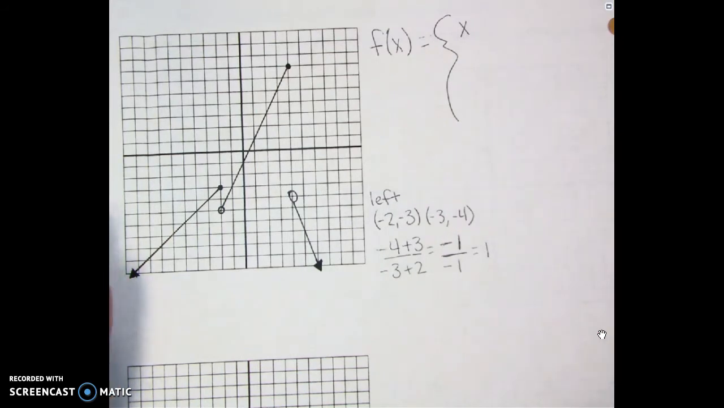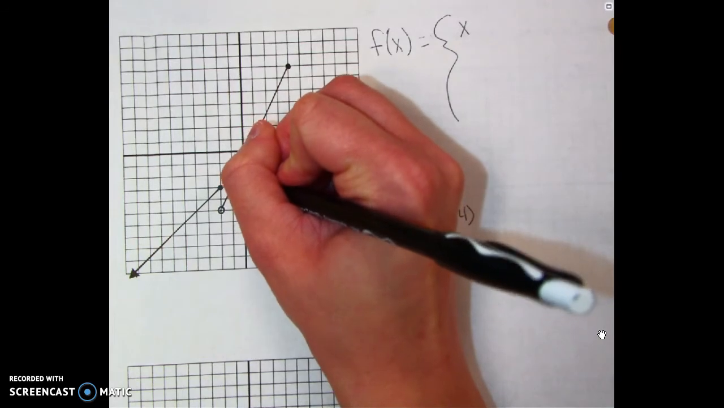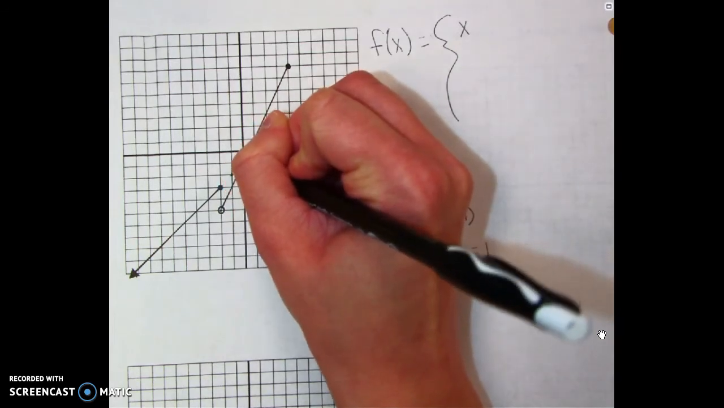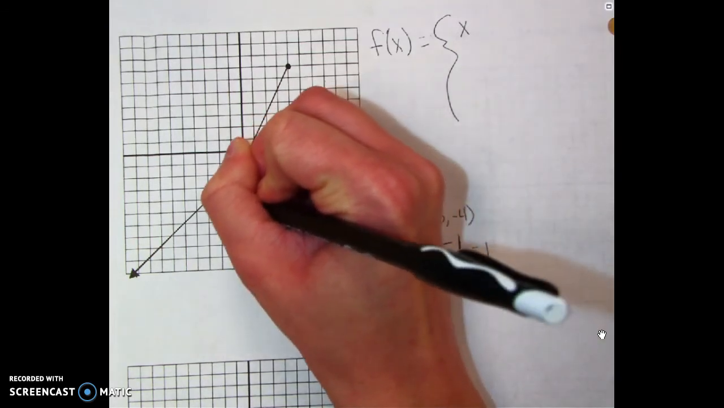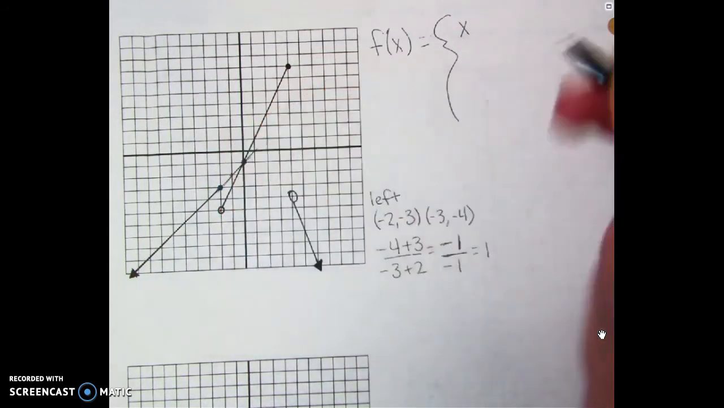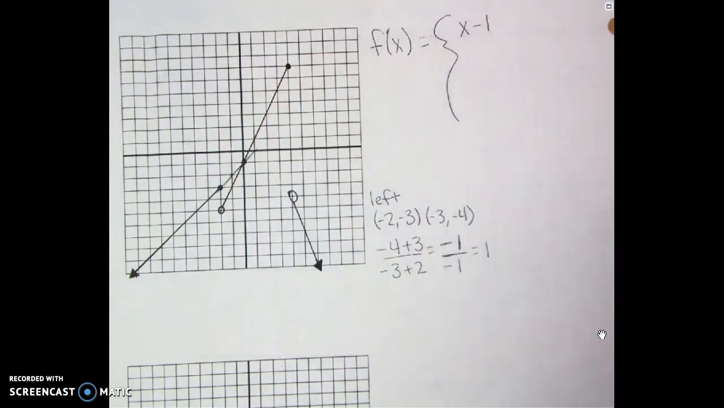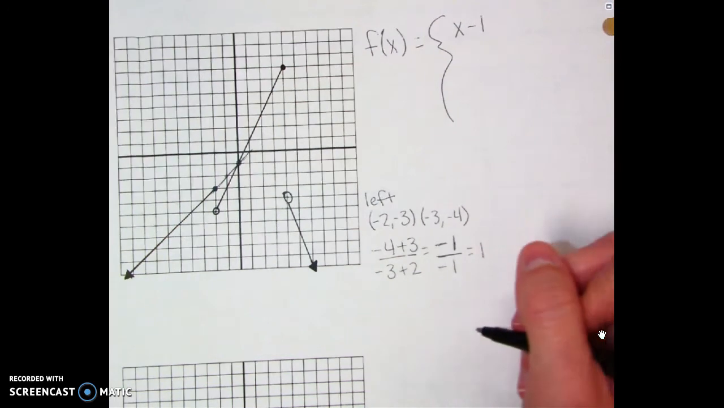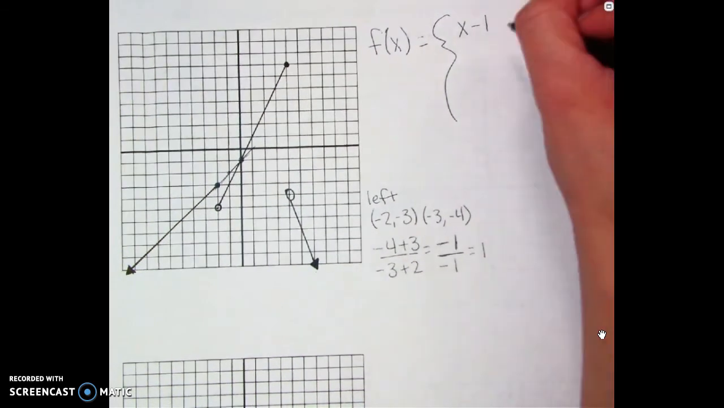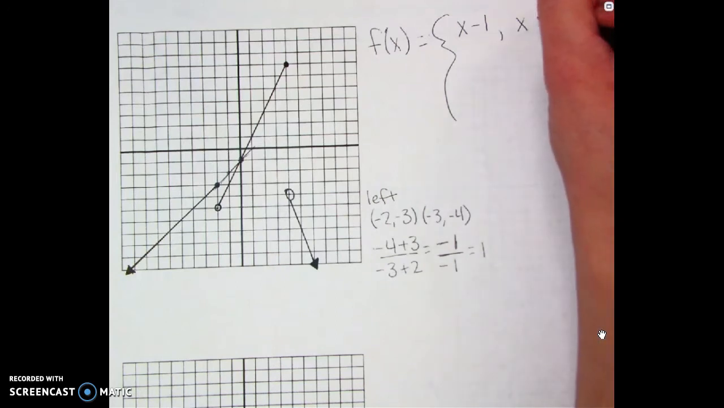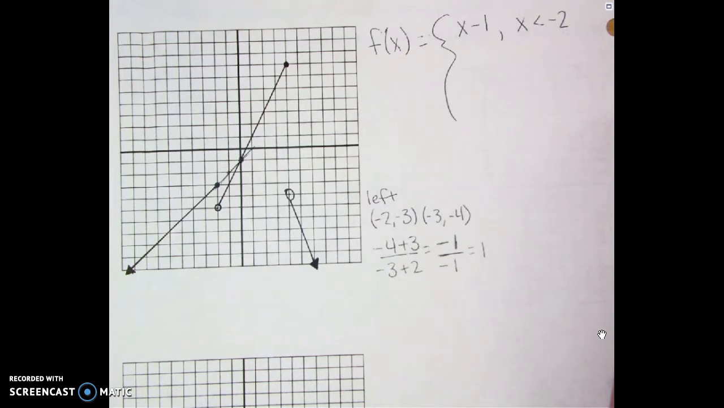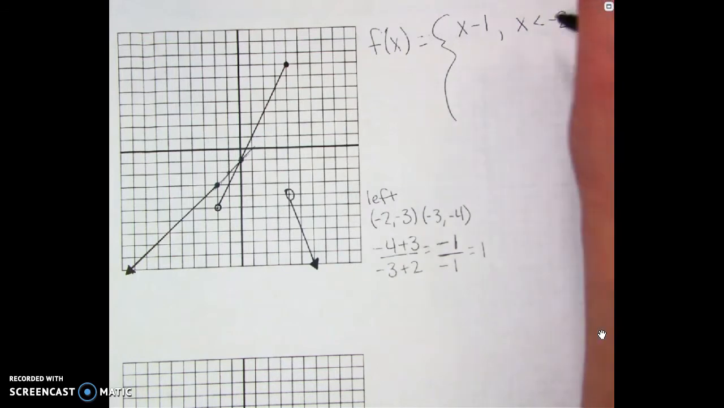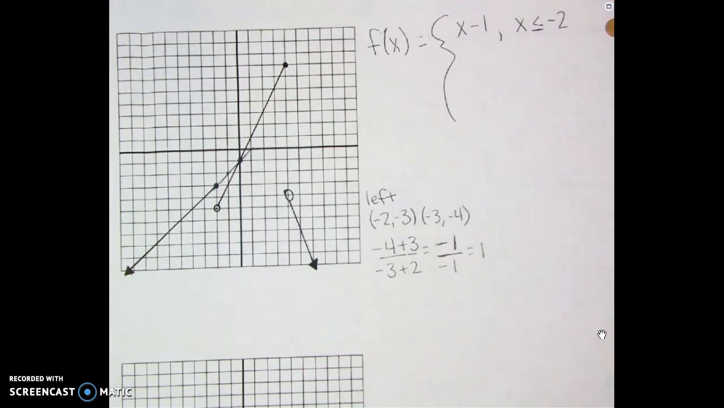Did you figure out what the y-intercept was? If you just keep going up 1 over 1, where does it cross the y-axis? Negative 1. So that line is x minus 1. And what's the inequality? Are you sure about that? There you go.